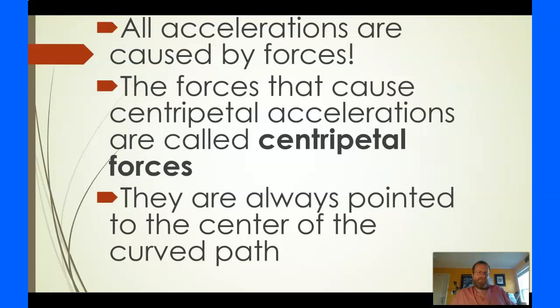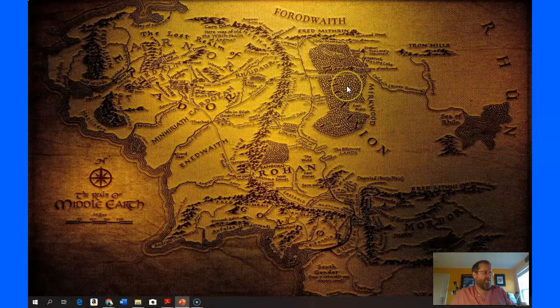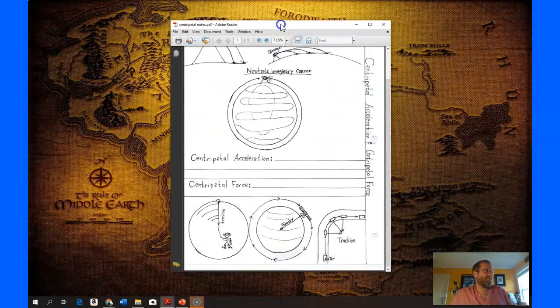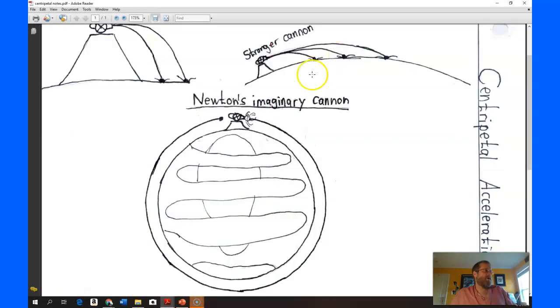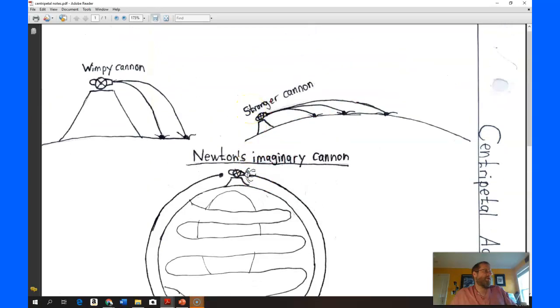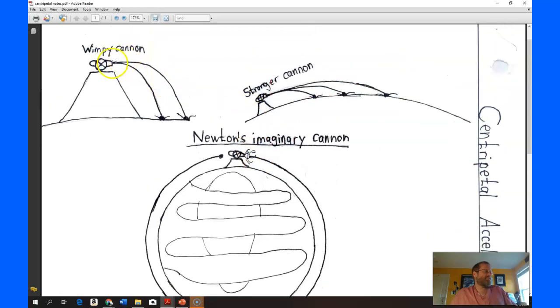Alrighty then, so that centripetal stuff is on the second sheet of notes. There's some other pictures I want to look at too, so let me exit this. There we go. Let me pull up the notes and drag it over to where I'm recording. There we go, and make it bigger. I want to talk about this.